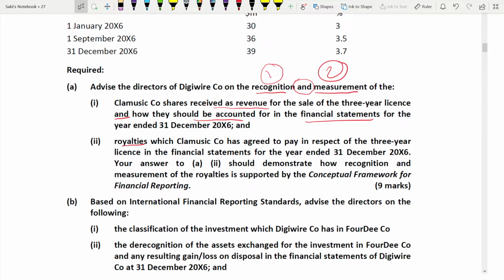Your answer to the second part of A should demonstrate how recognition and measurement of the royalties is supported by the conceptual framework for financial reporting. You should know how to link recognition and measurement from a specific standard to the conceptual framework. This question will be asked in SBR no matter what. It could be asked in any question, question number 1, 2, 3, 4. Don't ask me which question it will come in. And it's for 9 marks. 9 marks means together, both A and B. We don't know exactly how many marks for the first and the second. Together, for requirement A, it's 9 marks.